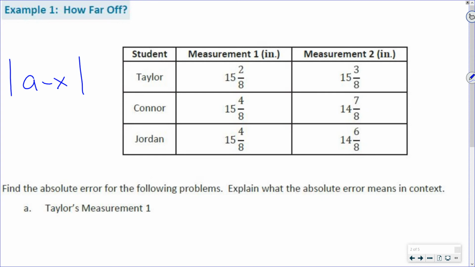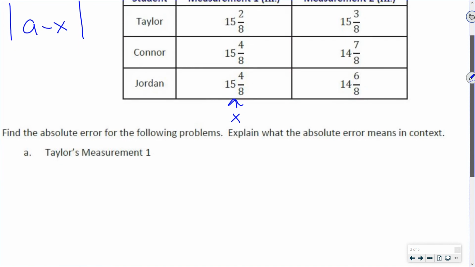So these students measured a computer monitor, and the computer monitor was 15 inches. So this is the actual measurement. This is the actual length. So this is our A. These are our experimental measurements, or our X. So we're going to do A minus X, and we're going to do the absolute value of this.